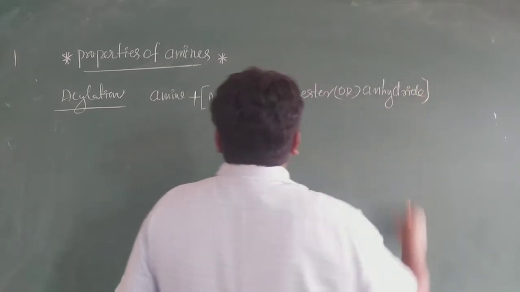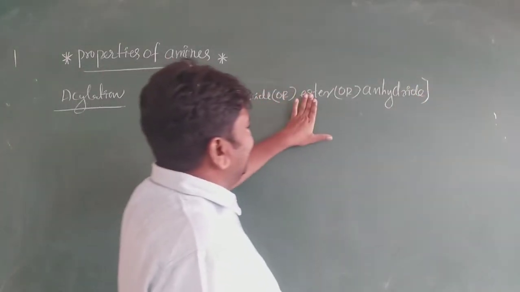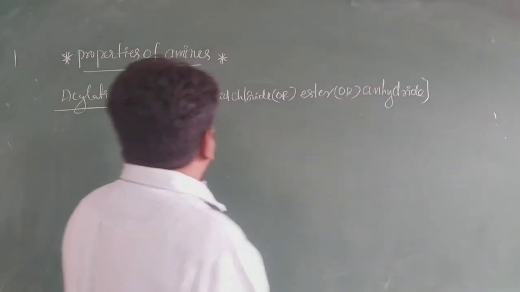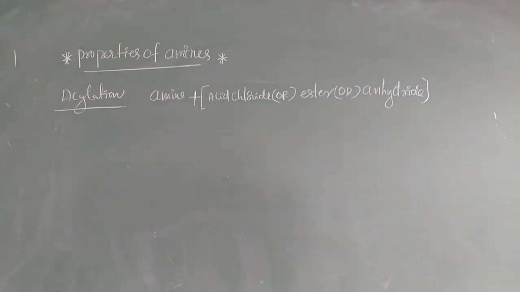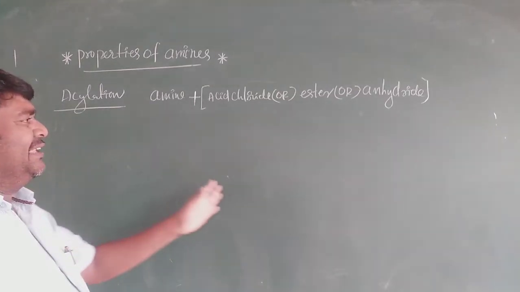Okay, so three are possible: acid chloride, ester, or anhydride. Now we are discussing it; there is no need for three. Now we will discuss it as two, because the remaining is the same thing.